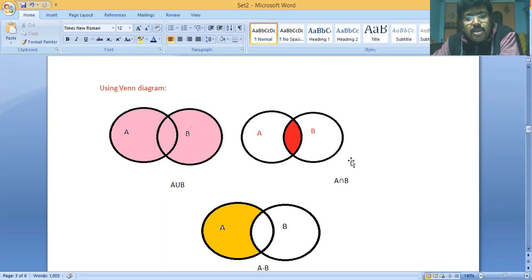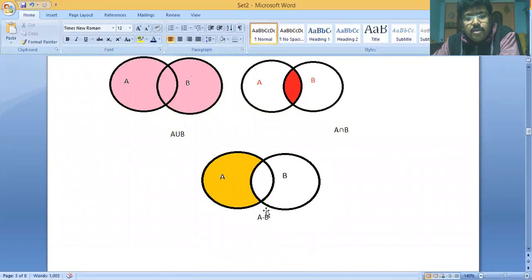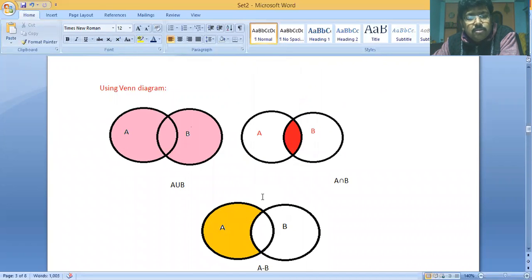And this is the A intersection B, so only the common part of both the sets A and B. Now A minus B is this part. This is the A set and this is the B set, and this part represented by A minus B. Okay, this is the Venn diagram of A union B, A intersection B, and A minus B.